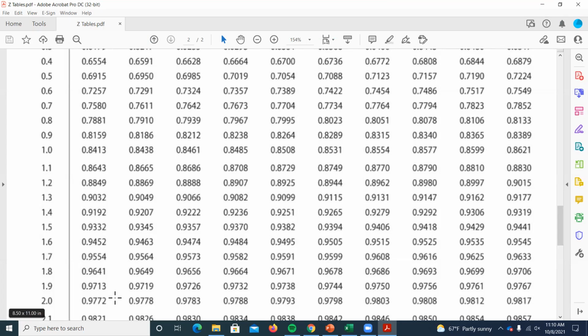This area, 0.8413, 0.9772. Now it's just a matter of subtracting that smaller area from the larger area. Any questions over any part of this process? So, really relying on this standard normal distribution so we don't have to do the integration of that function between two values. Makes this a lot easier.